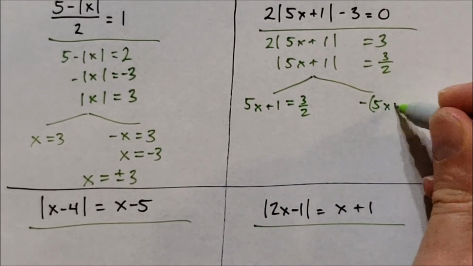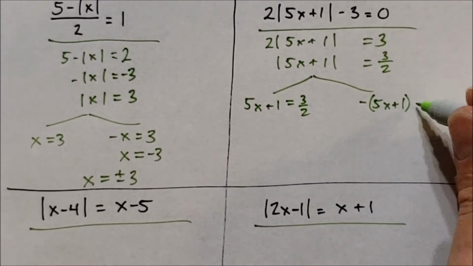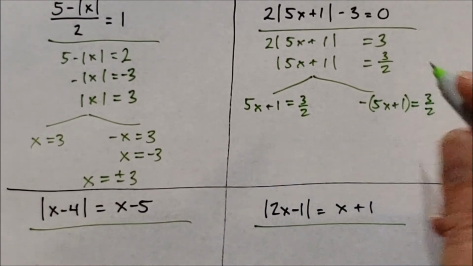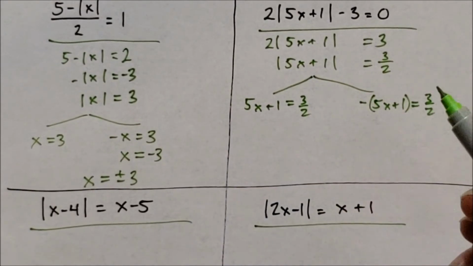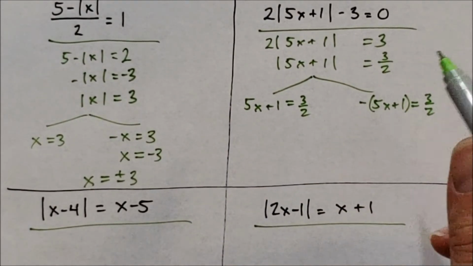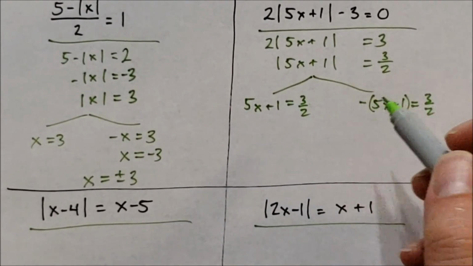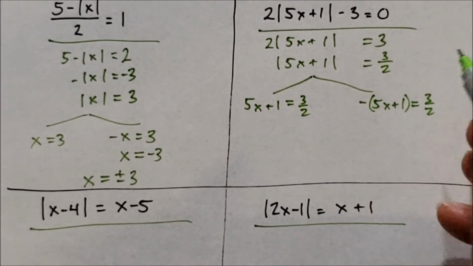Absolute value bars are a grouping symbol, so when we're looking at PEMDAS, or order of operations, these grouping symbols are dealt with in the same fashion as a set of parentheses or a radical.